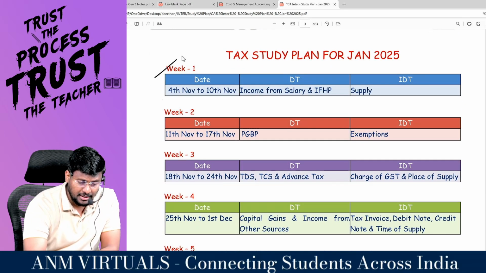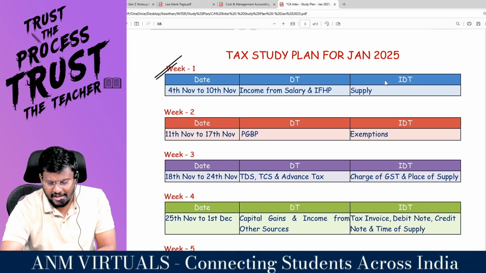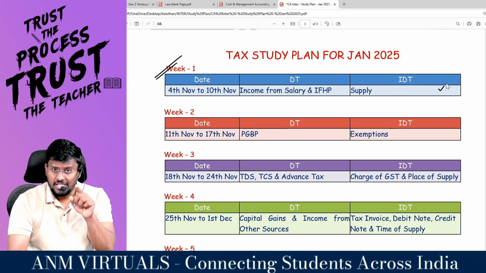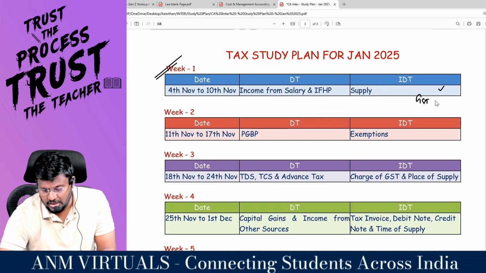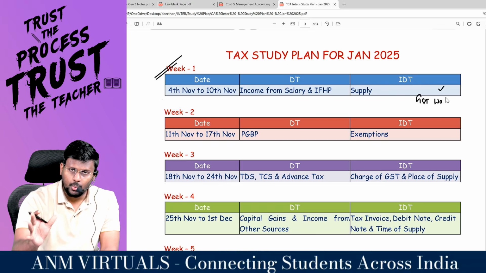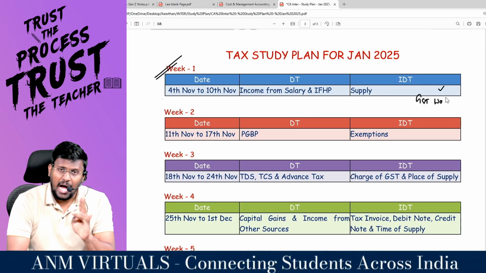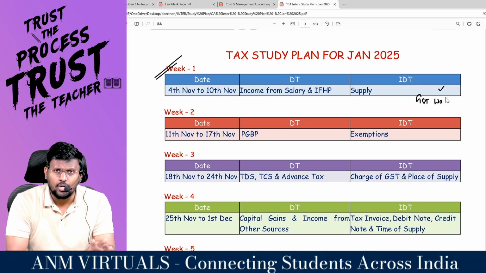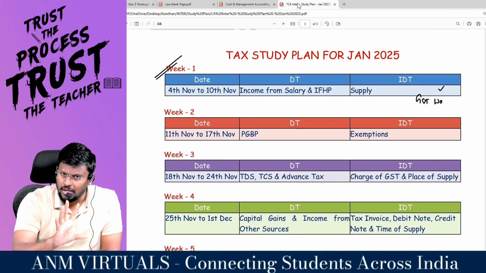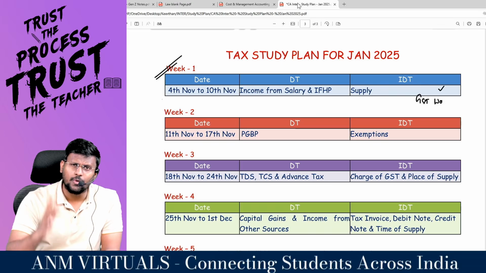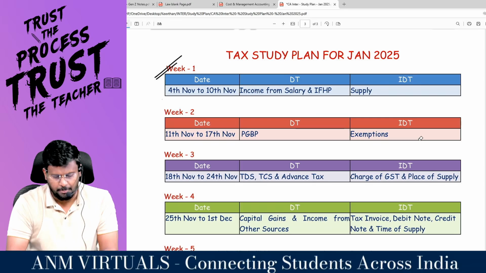With regard to our paper tax, week number 1, in DT you should have completed salary and house property. And in IDT, you should have completed supply. From the supply chapter, I have uploaded GST workouts, that is, supply workout, on YouTube, which is basically all the ICAI illustrations. Number 2, RTP, MTP questions of supply, and also the relevant past examination questions from supply, which come to just 1 hour of time. If you want, you can go through that. That will be very useful for you. And if you need, in the coming week, I'll be uploading the exemption part.